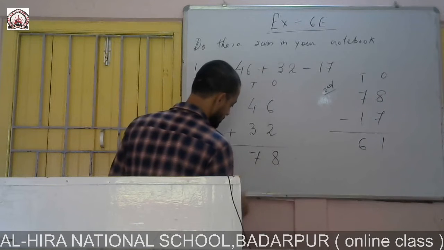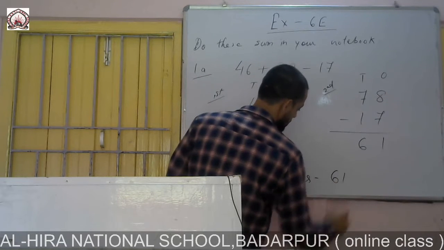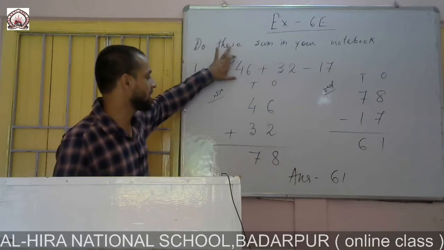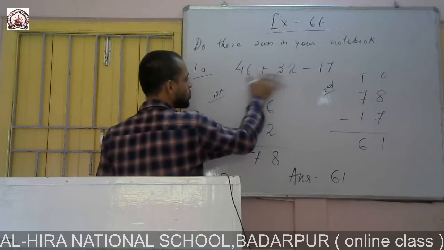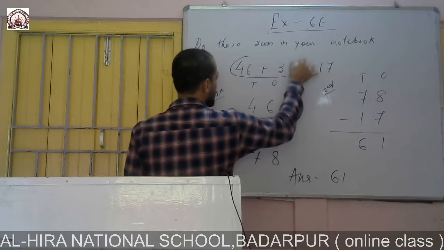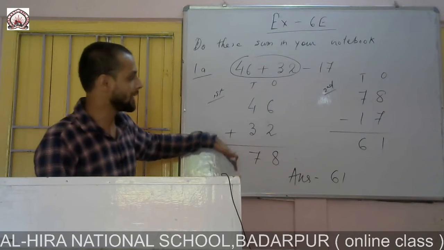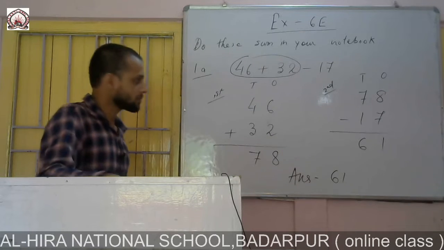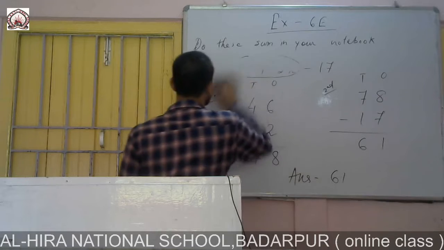The answer is 61, not 78. Here you see three numbers are there, 46, 32 and 78. So first of all, these two are added. So we have to add these two numbers. After getting the result of these two numbers, we have to subtract 17 from that result. Okay. So here this question is finished. Now moving towards the next question.